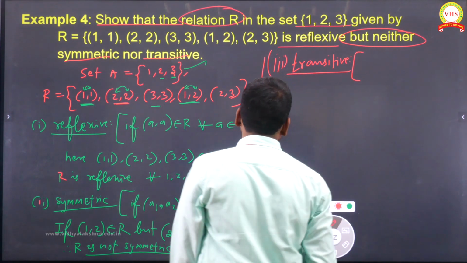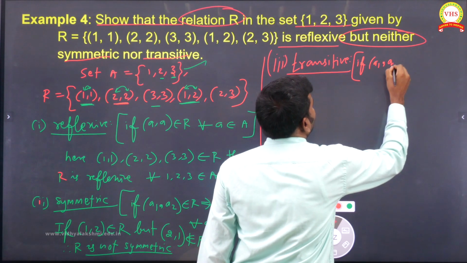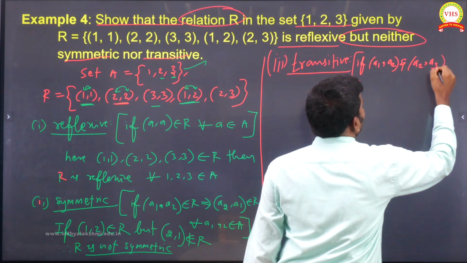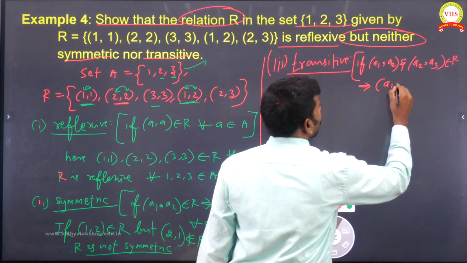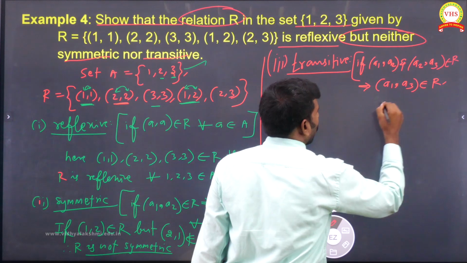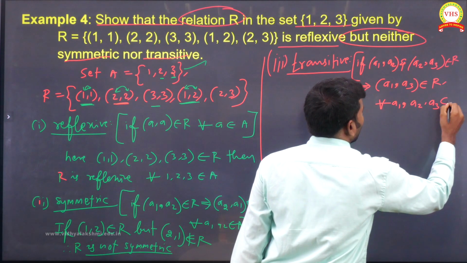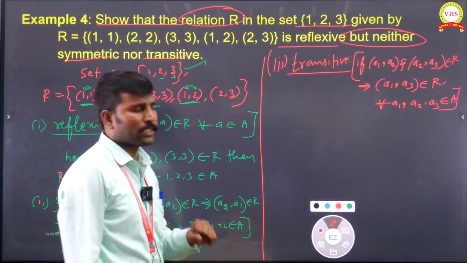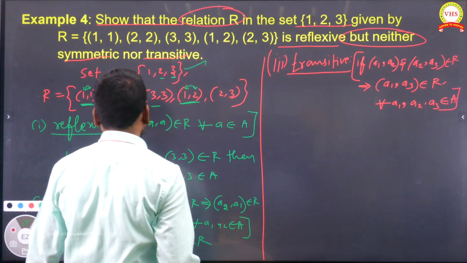Transitive, you should remember the conditions. If (a1, a2) and (a2, a3) belong to R, this implies (a1, a3) also belongs to R, for all a1, a2, a3 belonging to the set A. This should be satisfied. Understand? Right. Now we will see whether the conditions are satisfied or not.